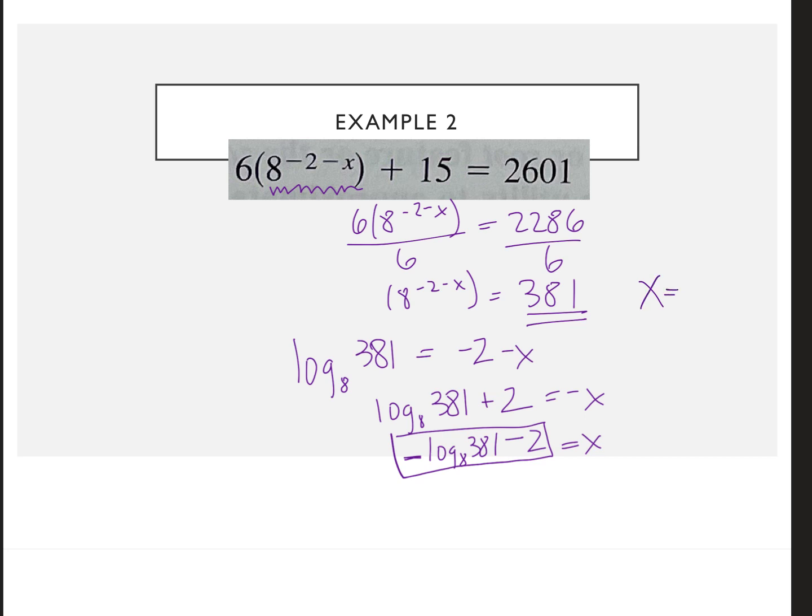If you cannot get this decimal, again, come and see me and I will help you with your calculator. But the answer should be negative 4.858. And again, this is a rounded digit, but hopefully you're getting this in your calculator. Again, come and see me if you need help. Okay, let's keep going.